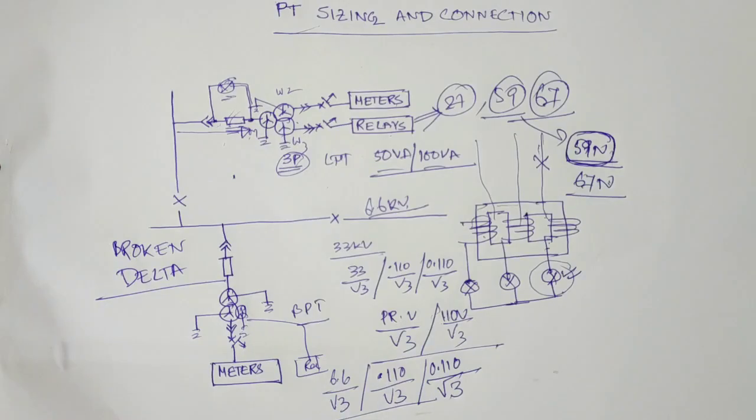Now in this video I am not discussing broken delta in detail. In the next video I will make a separate video for the broken delta winding. You will often find that broken delta is mistaken for open delta, but don't get confused by that. I will explain what broken delta is, how it measures the earth fault voltage, and why the other kinds of PTs cannot measure that.